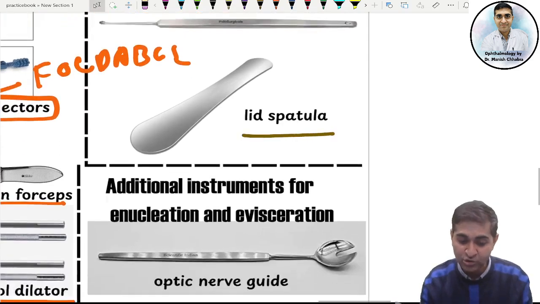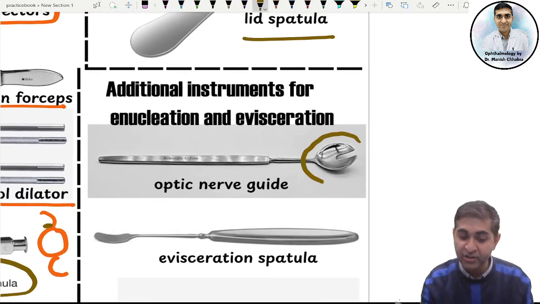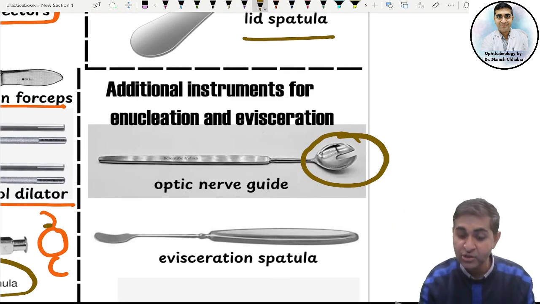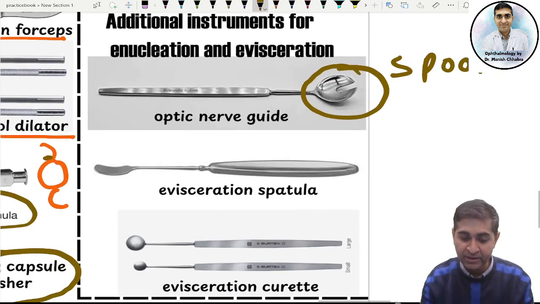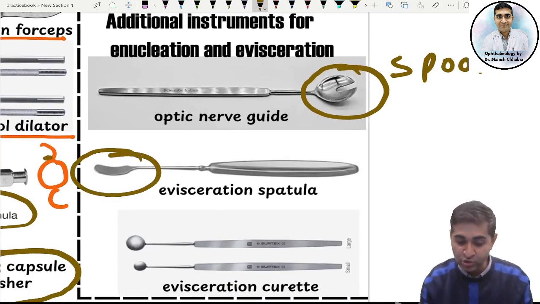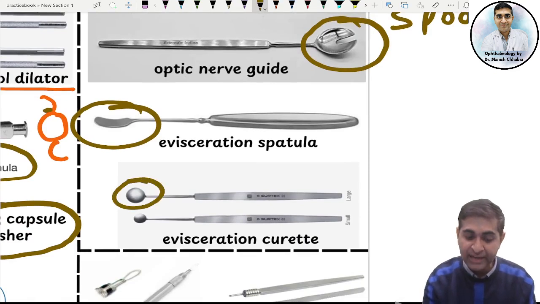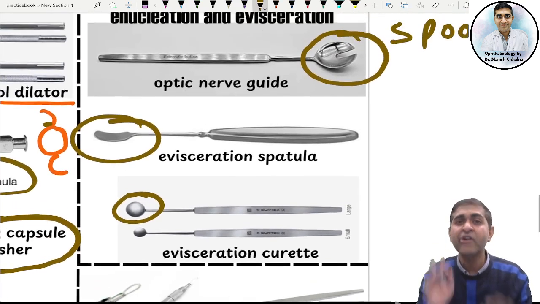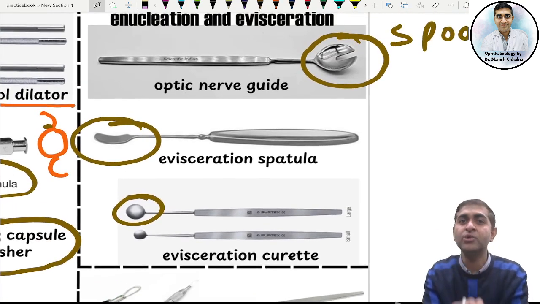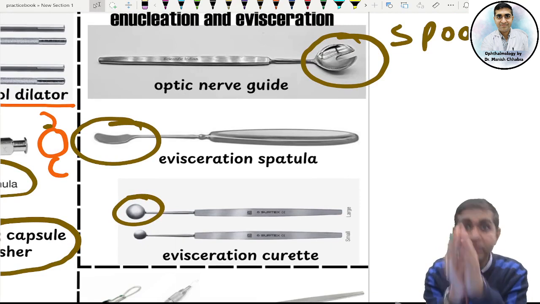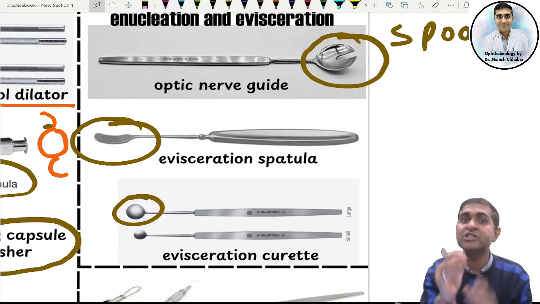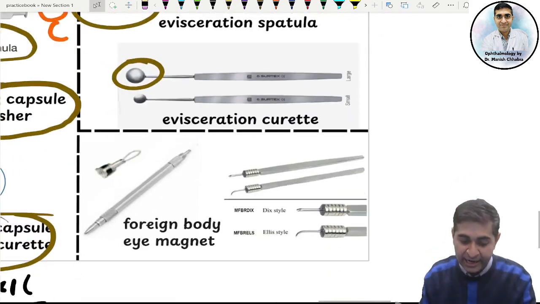Then there is the lid spatula. And this is your optic nerve guide. I was telling you, to secure the optic nerve. This is your enucleation spoon. And this is your evisceration spatula. But if it looks like a scoop, then you can call it an evisceration curette. This is very commonly put in your university professional practical examination. This can also be asked in the image-based format in your PG entrance exam.